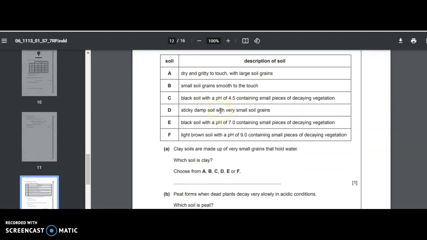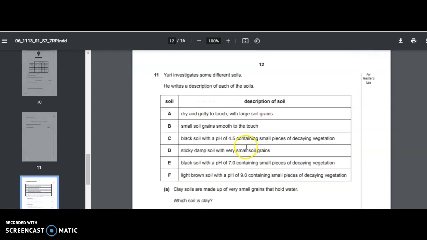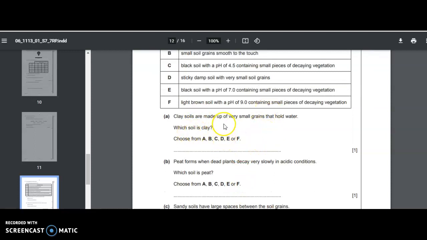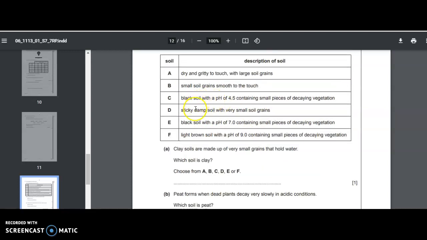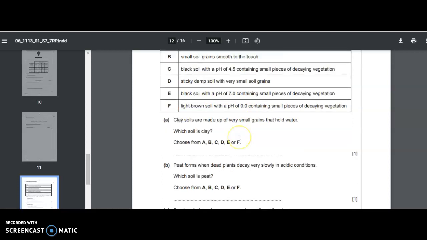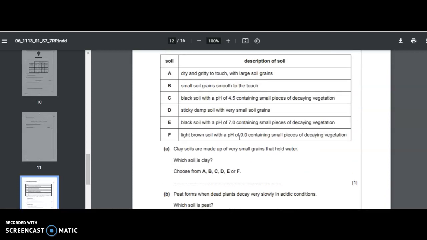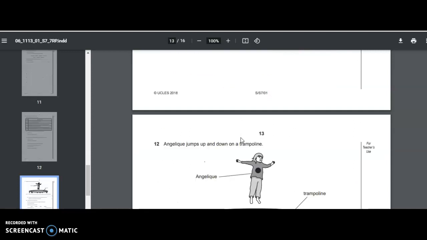Everything you need to know about this question is here. It's basically the opposite. So this clay is made up of very small grains that hold water. They keep water well. Well, D is damp, sticky soil. That means that it's full of water with very small soil grains. So just make sure that you read the question and kind of use the opposite idea, and that will get you the answers that you need.